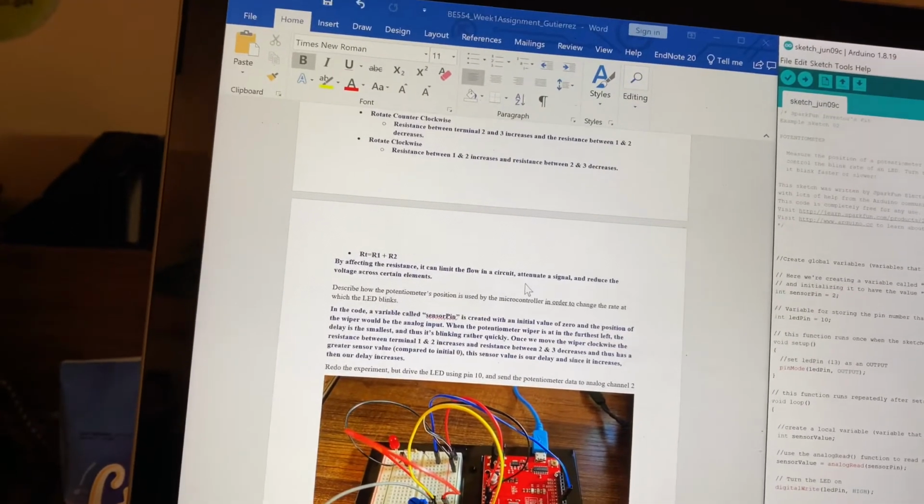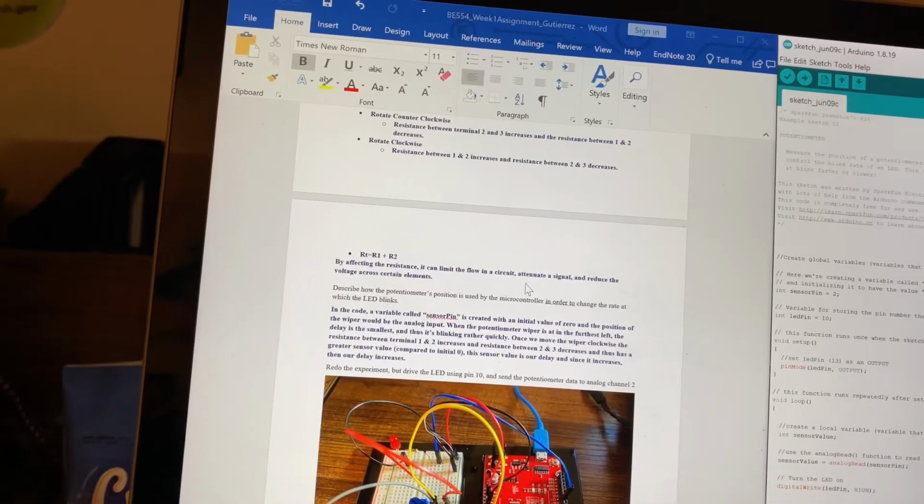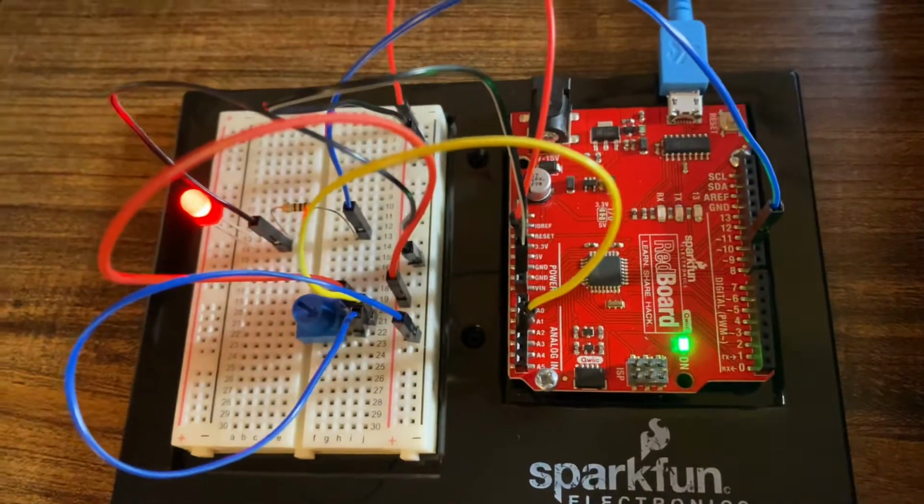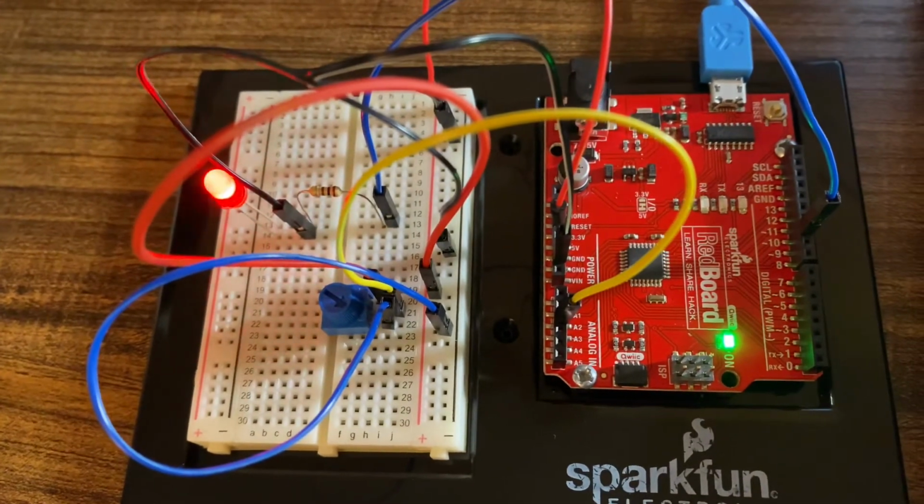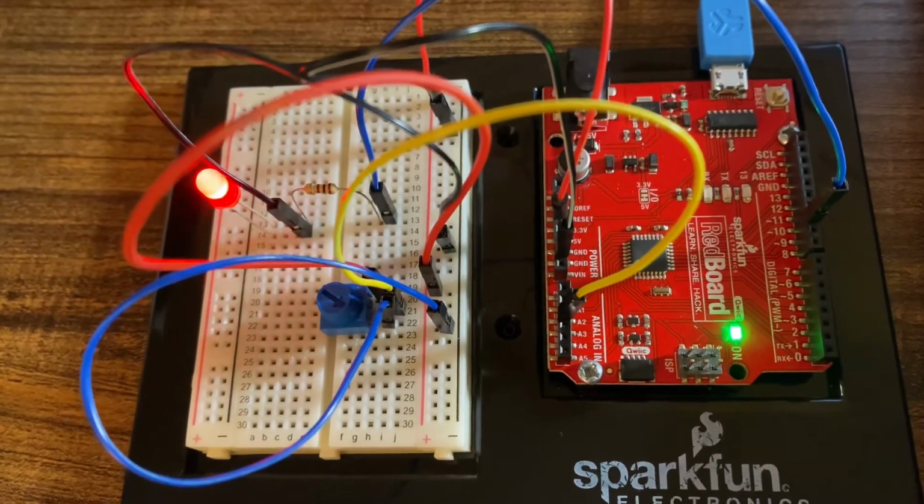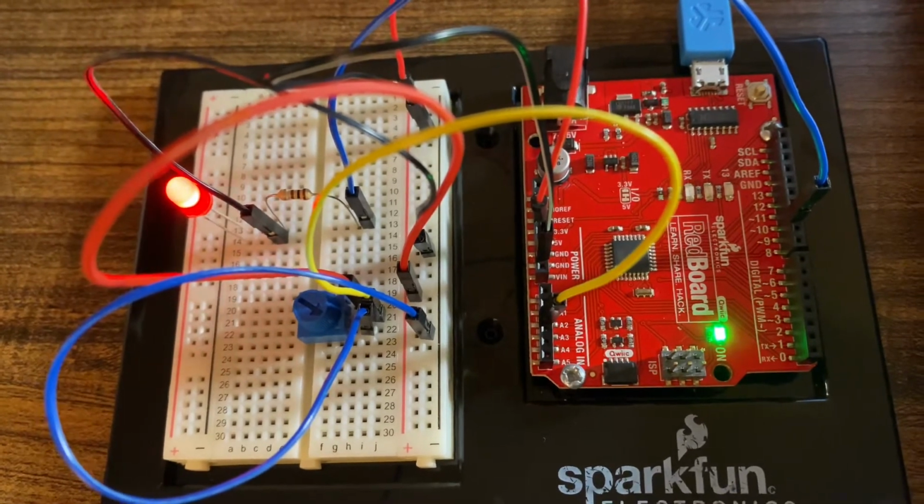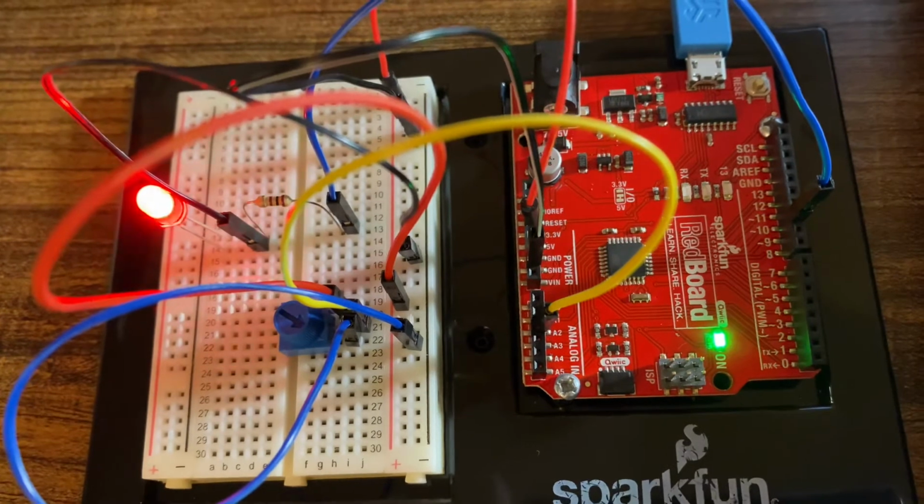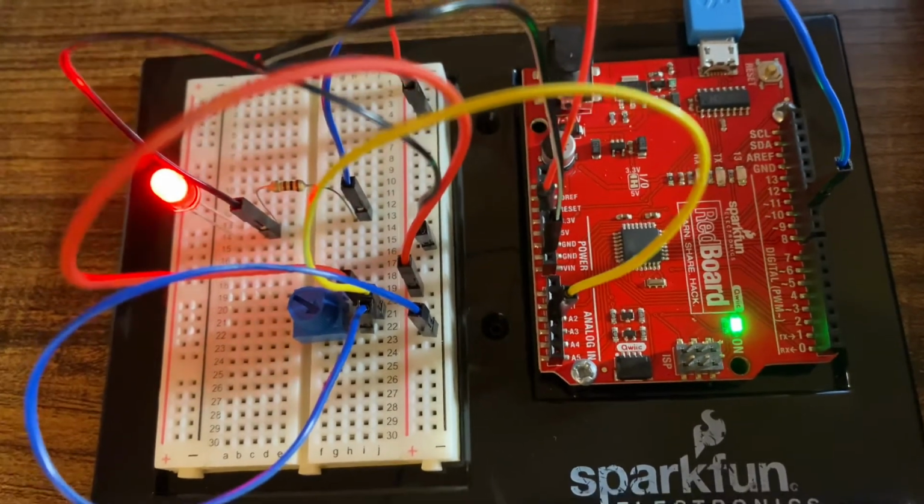So when the potentiometer wiper is at the furthest left, the delay is the smallest, and thus it's blinking rather quickly. Once we move the wiper clockwise, the resistance between terminal 1 and 2 increases, and resistance between 2 and 3 decreases, and thus has a greater sensor value compared to initial 0. And this sensor value is our delay, and since it increases, then our delay increases.